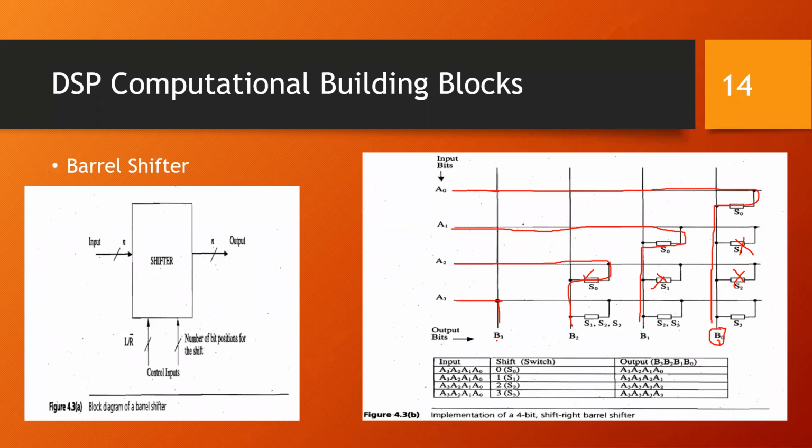A3 is directly available in B3. So the A3 bit will be available in B3, A2 in B2, A1 in B1, and A0 in B0. That is what the output will be, as represented here. Now let us see if I want a one bit shift.